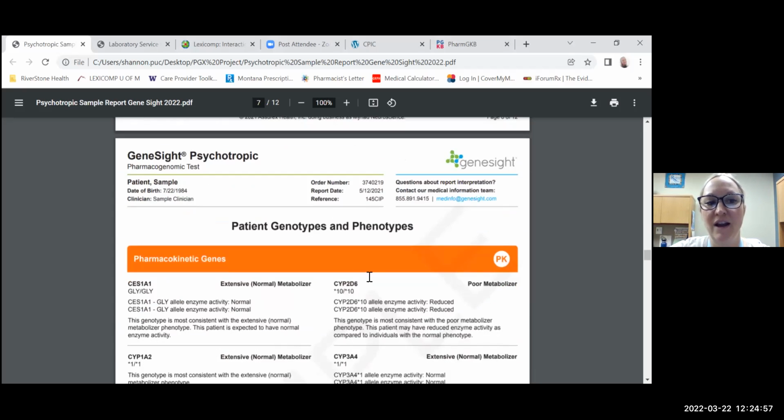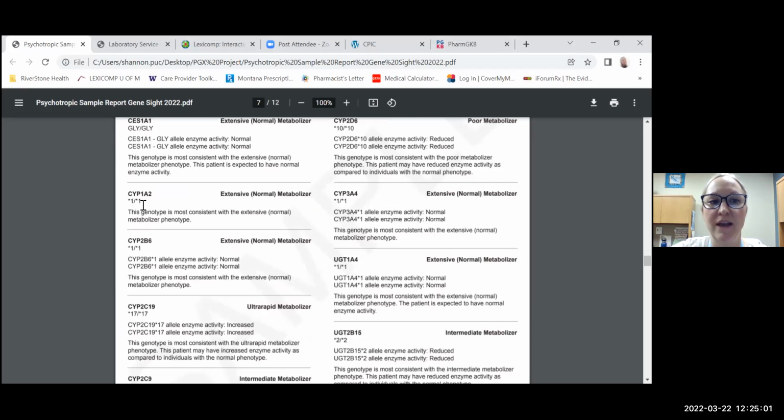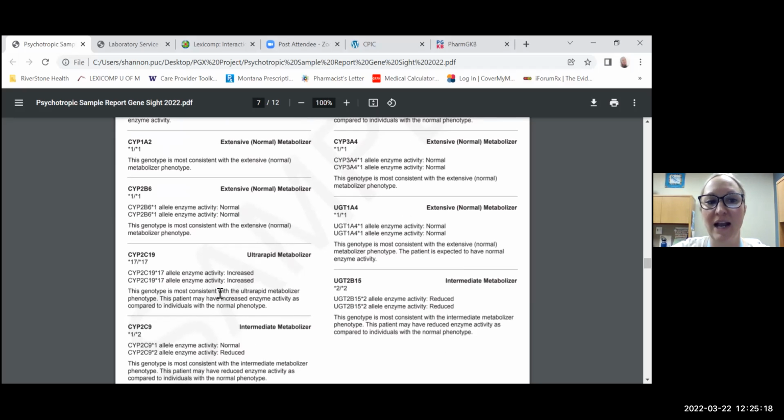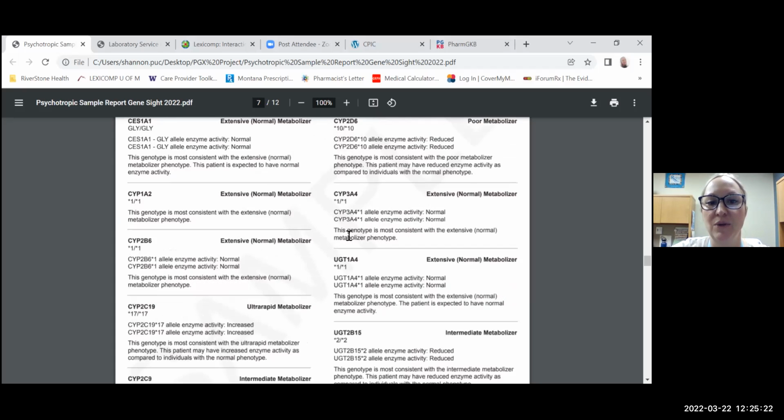And then you'll get their actual enzymes. So this patient, you will get their genotype. And if you remember, star 1 is wild type, so normal. So a 1A2 star 1, you would have them express normal metabolism of that enzyme. The major metabolic enzymes in psychiatry are right here. They're CYP2C19 and CYP2D6.